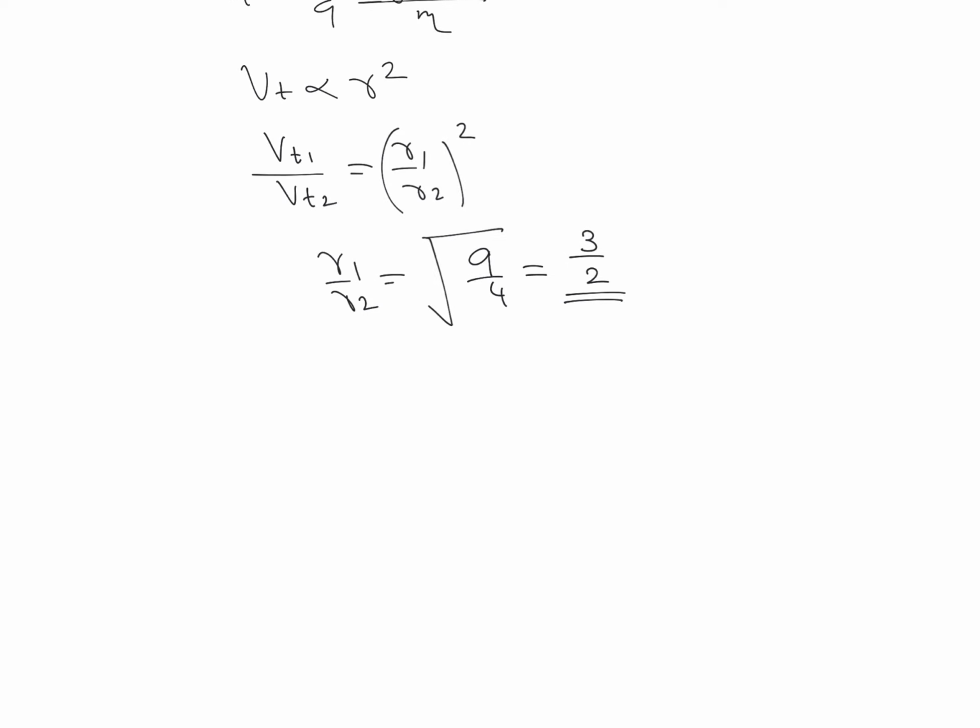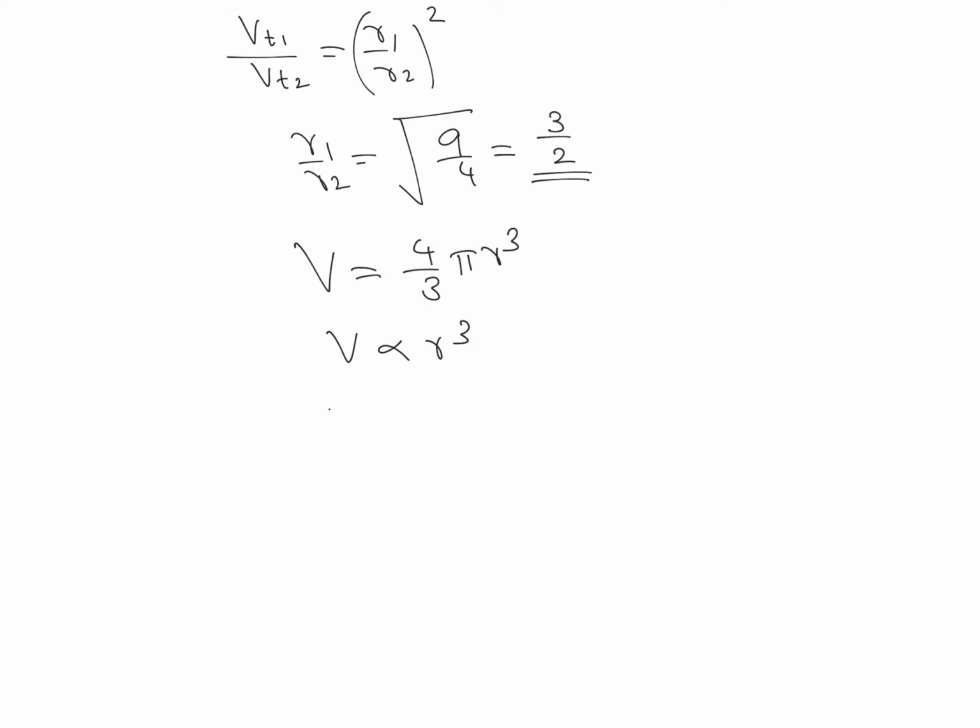So in the question they're asking to find out the ratio of their volume. So volume, we can write the equation as 4 by 3 pi r cube. So we can write volume is directly proportional to r cube. So we can write v1 by v2 is equal to r1 by r2 raised to 3. So this is like, r1 by r2 is 3 by 2, 3 by 2 raised to 3. So we can write this is equal to 27 divided by 8.